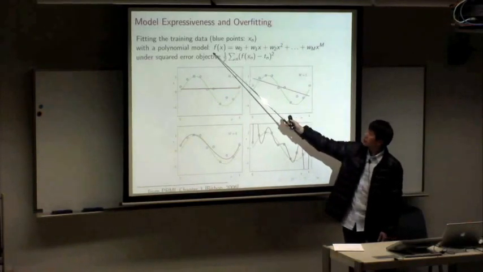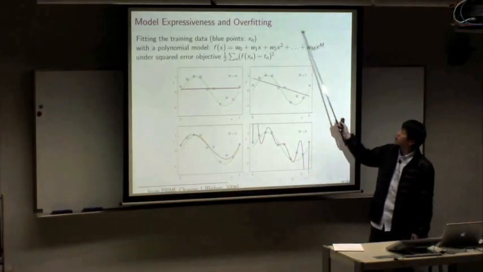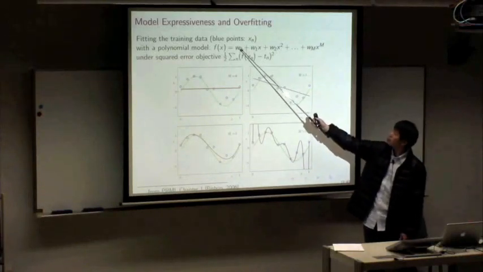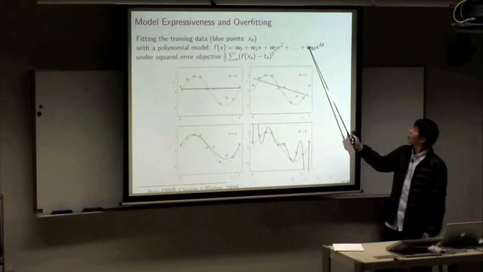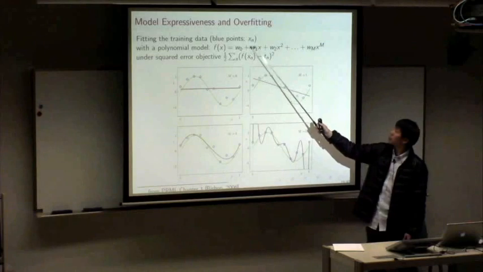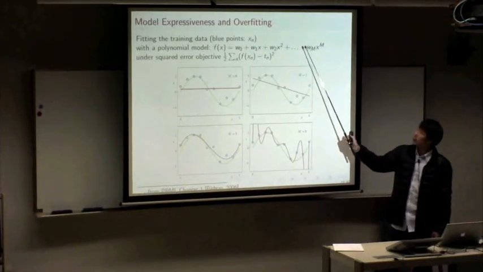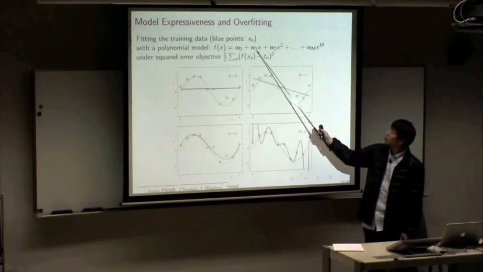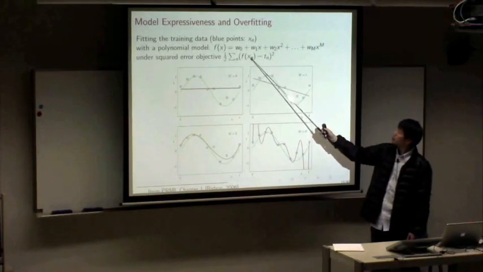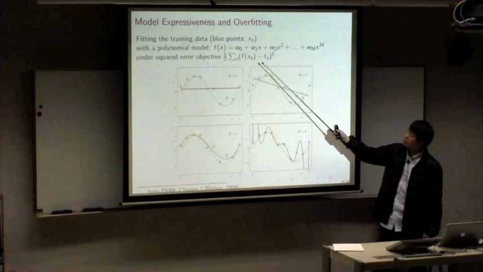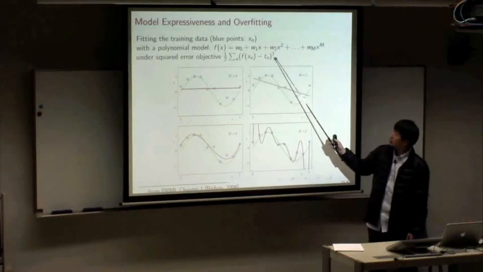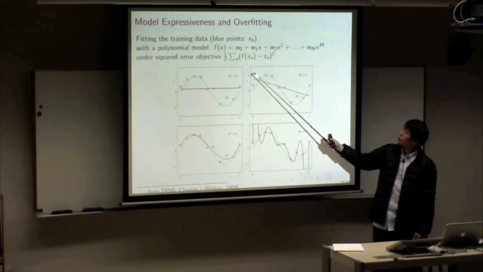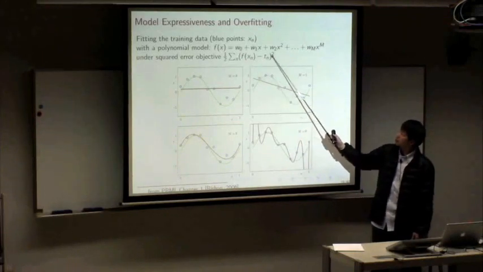To fit this data, we use some polynomial model. This is just a polynomial where we have some weights. Our goal is to find the best weights given the training data. We optimize it so that the difference between our function and the actual labels T is not very large. So we want to adjust the weights so that this is low.